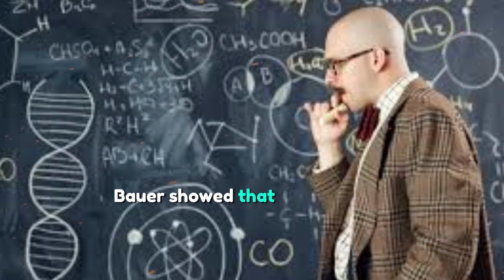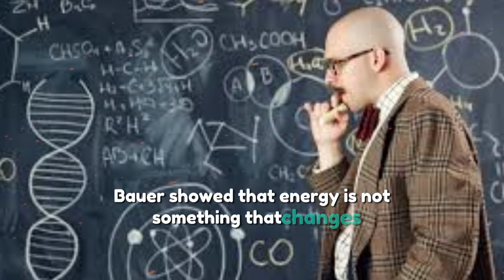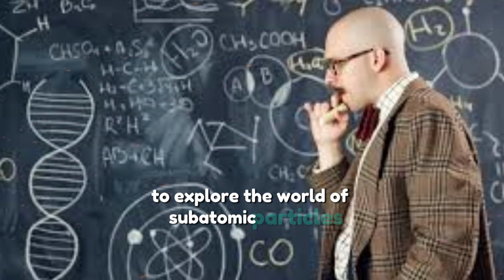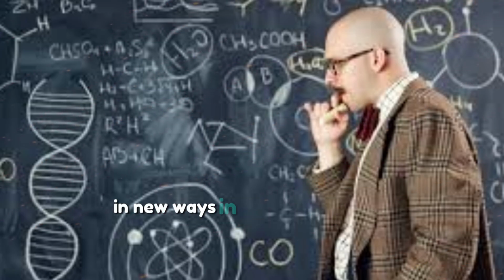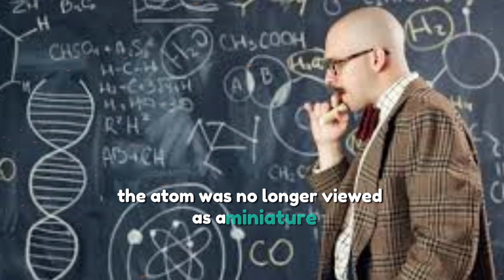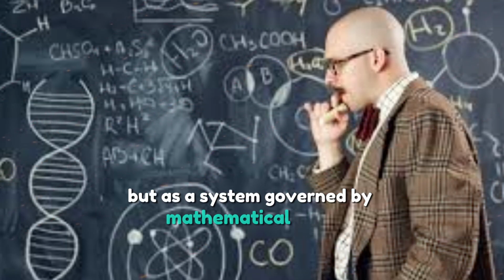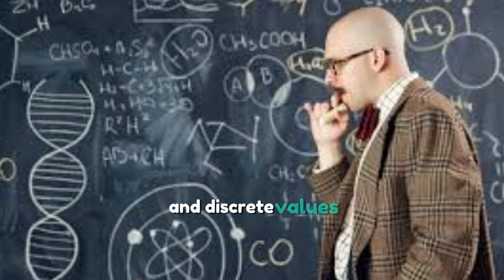Bohr showed that energy is not something that changes smoothly, but something that changes in small, countable steps at the atomic scale. This marked a departure from classical physics and allowed scientists to explore the world of subatomic particles in new ways. In Bohr's framework, the atom was no longer viewed as a miniature solar system, but as a system governed by mathematical rules and discrete values.